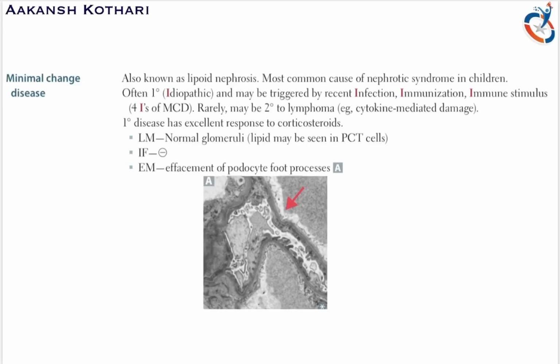And when we see the glomerulus in electron microscopy, we see effacement of the podocytes. That means there is flattening of the podocytes. If you look over here, there is flattening of these podocytes. So in electron microscopy there is flattening of podocytes. So this is all about minimal change disease.